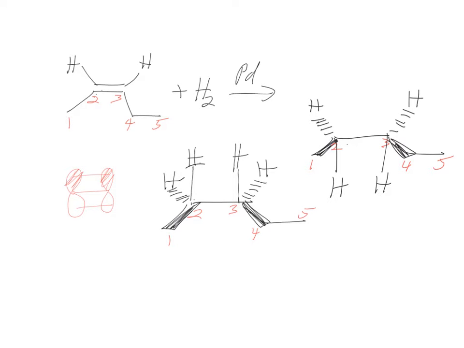Because if you add from the top, that's like adding R, or if you add from the bottom, that's like adding S. You'd make diastereomers if there's another stereocenter somewhere else in the molecule that never changes. So that's that second level with this.